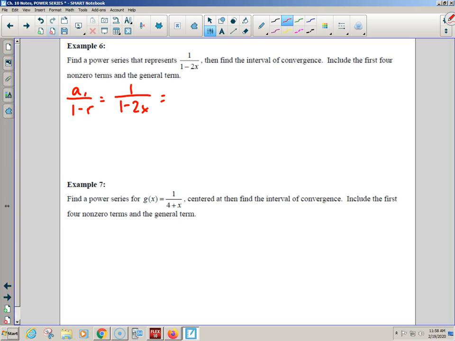It says the first four non-zero terms. 1, then what? Plus or minus 2x? Why plus? Yeah, my geo series is 1 over 1 minus r, and r is a positive 2x. So times 2x, what's my next one? Times 2x, what's my next one? And the general term, 1, 2, 3, 4, general term.